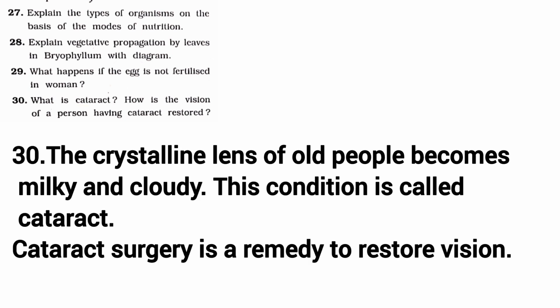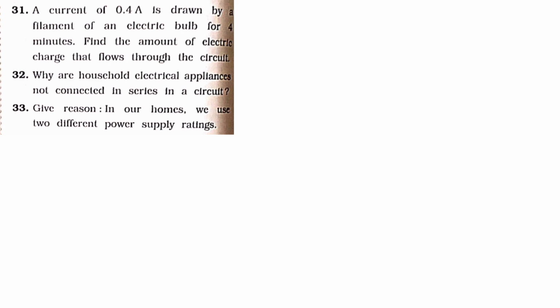Question number 30. What is cataract? How is the vision of a person having cataract distorted? Answer. The crystalline lens of old people becomes milky and cloudy. This condition is called cataract. Cataract surgery is a remedy to restore vision.